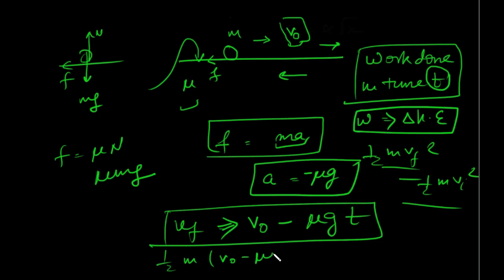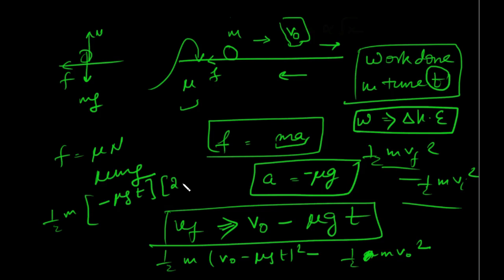This will be like this, minus half m v naught square, right? We can just take out half m. A square minus b square would be a minus b, a plus b. A minus b will result in mu g t, into a plus b. This will result in 2 v naught minus mu g t. This is the work done.